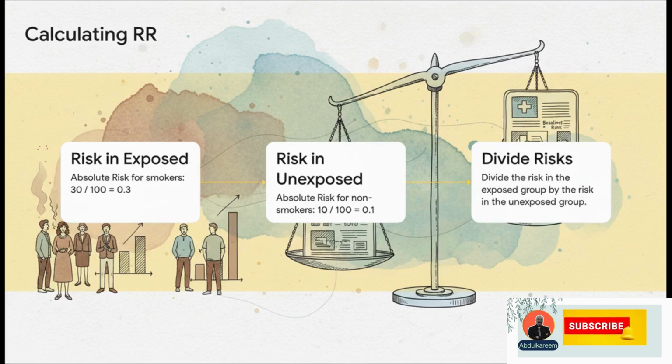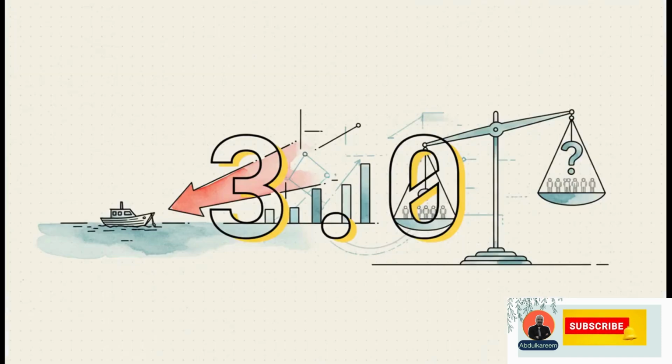Now for the final step. You just divide the risk in the exposed group, the smokers, by the risk in the non-exposed group. So 0.3 divided by 0.1. Boom, you get a relative risk of 3.0.